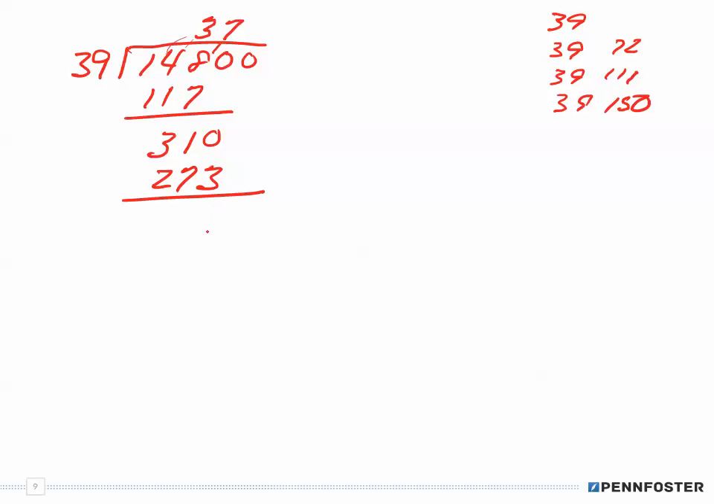Now I subtract. 3 from 10 is 7. 7 from 10 is 3. And 2 from 2 is 0. So 37. All right, less than 39, so I know that 7 is correct.